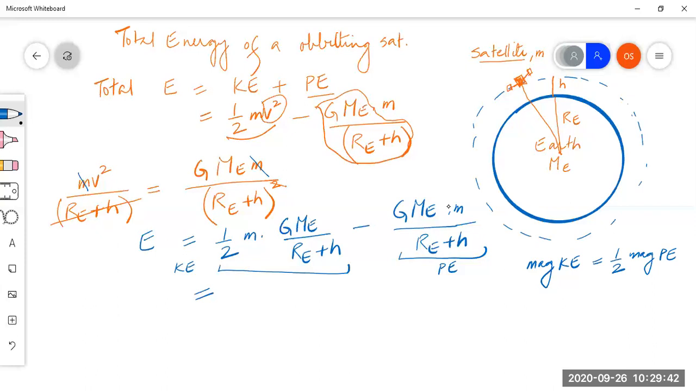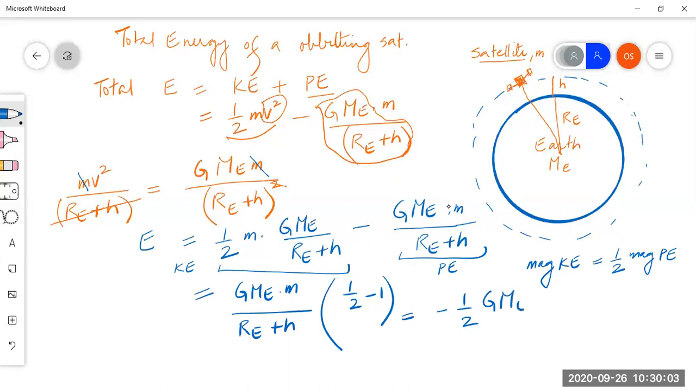So this is equal to, we can take G M e m divided by Re plus h common. What we are left with is 1 by 2 minus 1. Well, this is equal to minus 1 by 2 G M e into m divided by Re plus h. Another very important point to note is that the total energy of an orbiting satellite is negative.